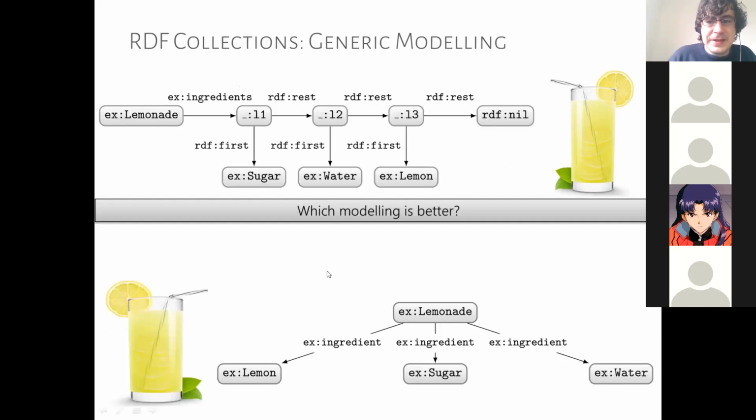So I'll be a bit more specific about that later. Actually, I'll finish on this. On this note, we'll finish the class on Wednesday, but these two different graphs we have here for modeling lemonade both say that essentially lemonade has the ingredients of sugar, water, and lemon. In this case, we use this RDF collection, and in this case, we just say lemonade ingredient lemon, ingredient sugar, ingredient water. Which modeling is better, do you think?